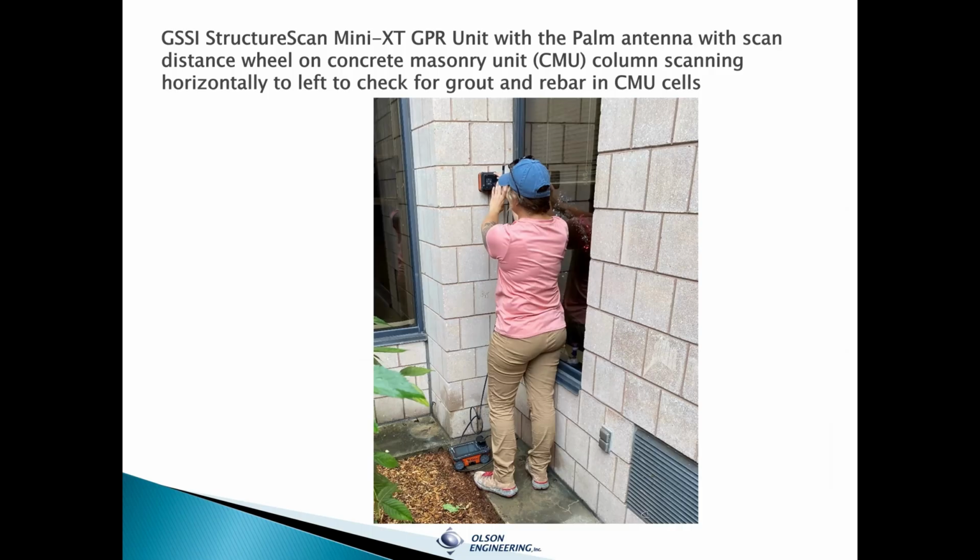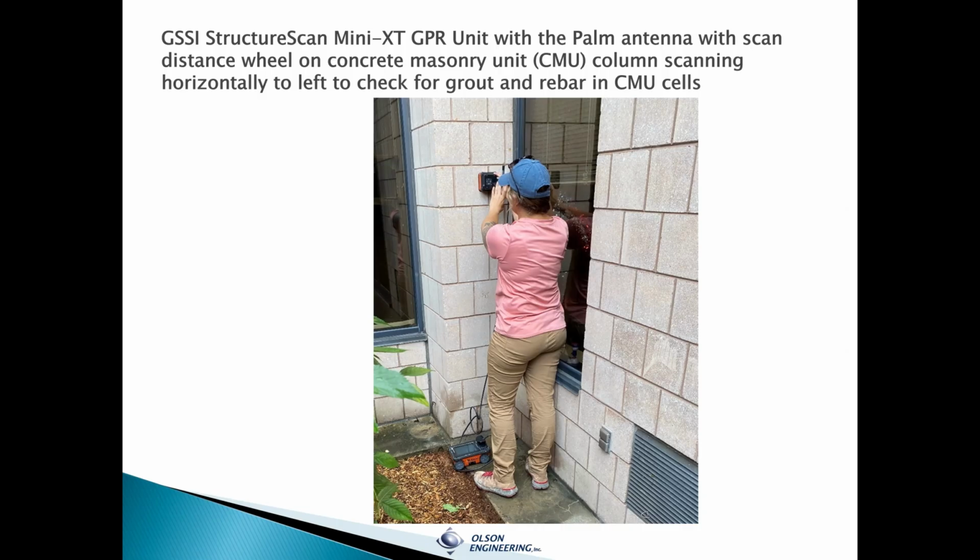Okay, on to an actual case study. This was a project where we were scanning concrete masonry blocks of a building to determine if the cells of the CMU blocks were grouted and if there was any reinforcement vertically within or between the blocks. Here we used a GSSI StructureScan Mini XT unit equipped with a palm antenna attachment, which is super useful for scanning short distances or tight spaces.